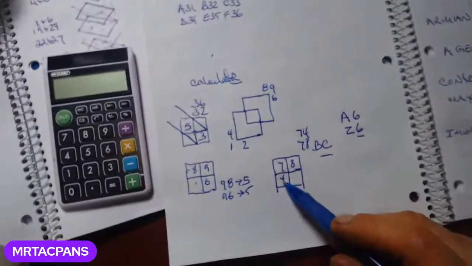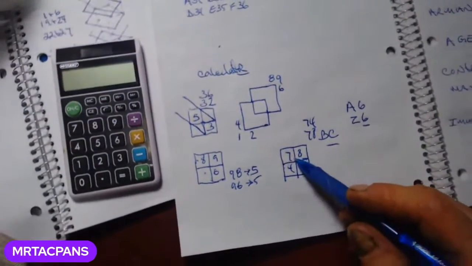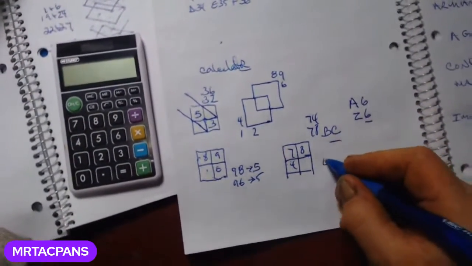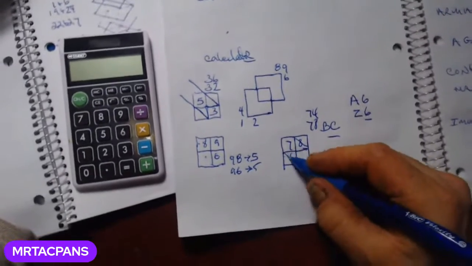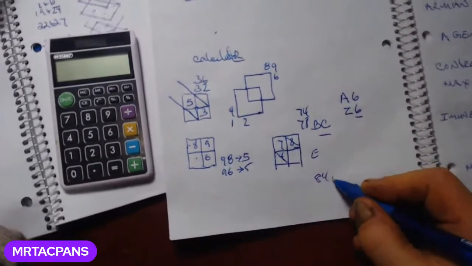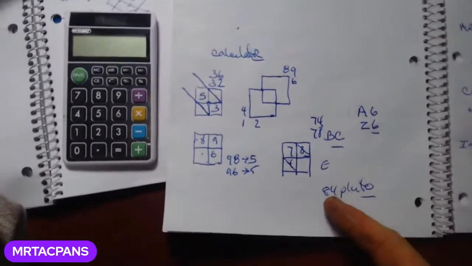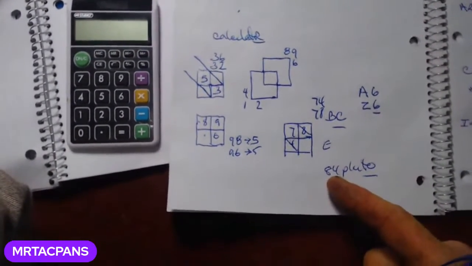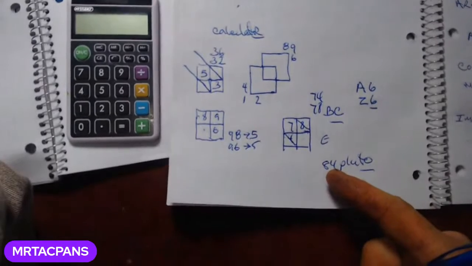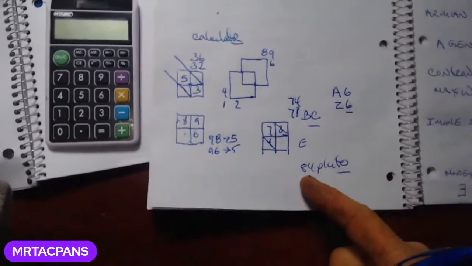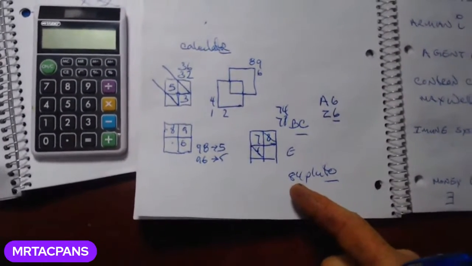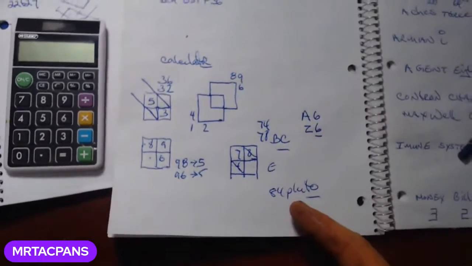So 74 is Jesus. 48 is Pluto. So to get into the 5 hole, into the E world, you're going to have to go through 8 and 4. 8 and 4 is Pluto. All you're missing from Jesus is number 10. It's added on.